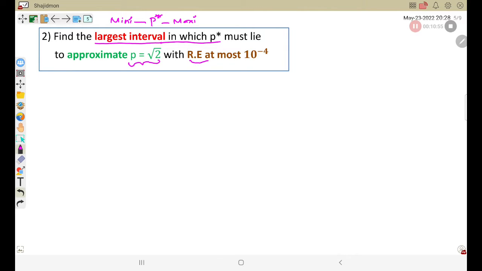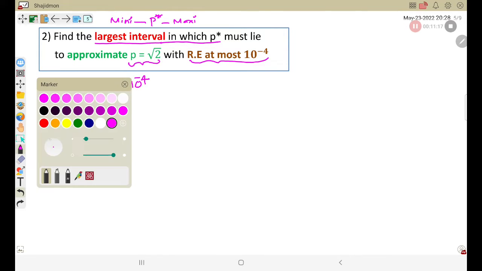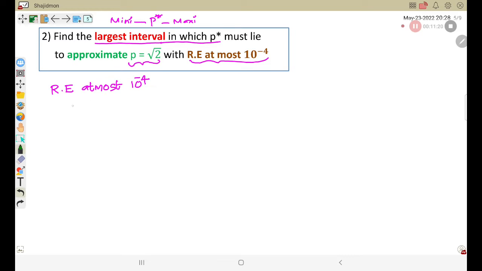With relative error at most 10 power minus 4. Okay, relative error maximum 10 power minus 4. What will be the P star minimum and maximum we can take? What is that interval? So we start from the relative error at most 10 power minus 4, correct? What it means actually, same like the last question, relative error should be maximum 10 power minus 4, less than or equal to 10 power minus 4.